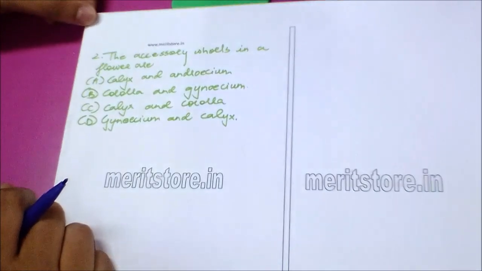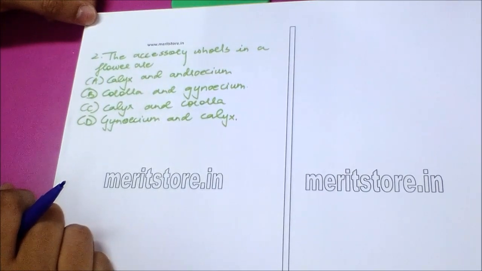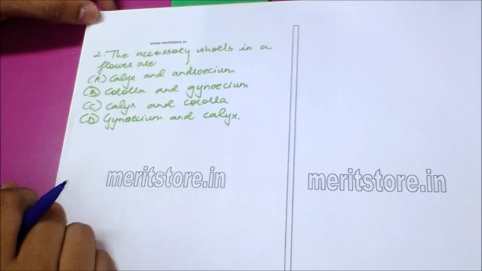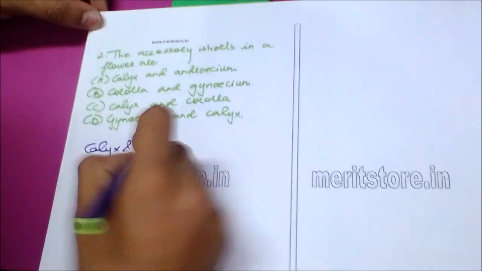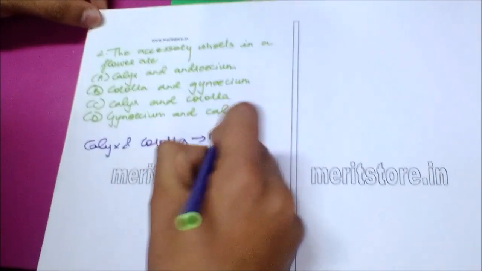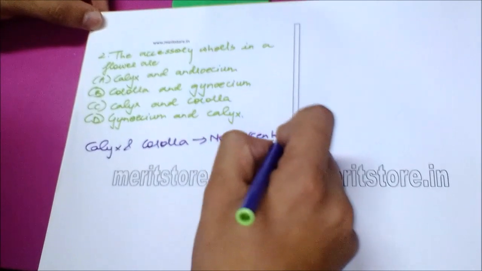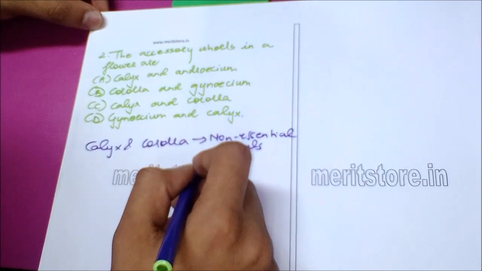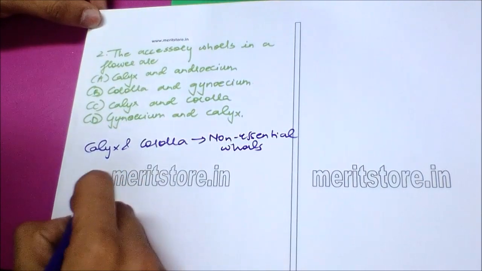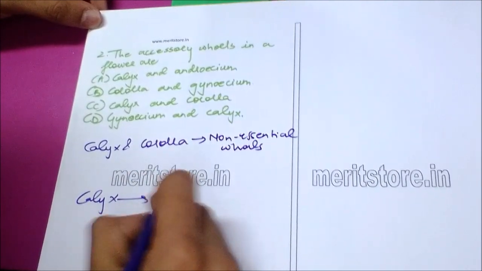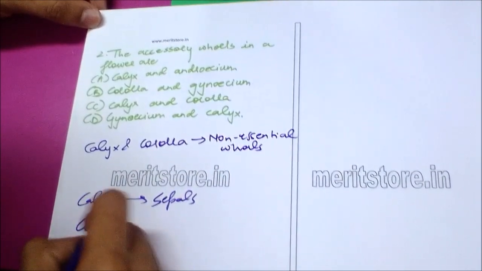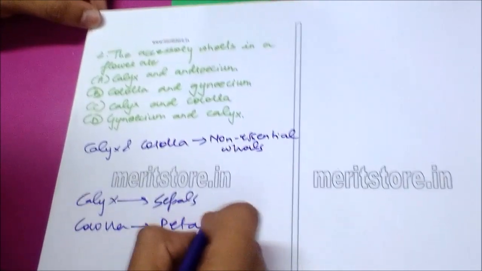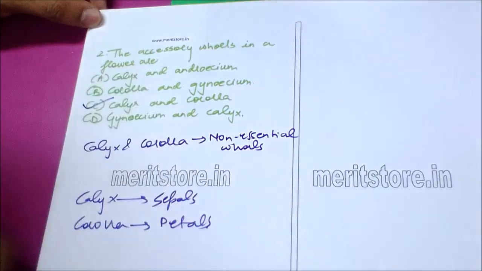Our second question is: the accessory whorls in a flower are option A, calyx and androecium, option B, corolla and gynoecium, option C, calyx and corolla, option D, gynoecium and calyx. Calyx and corolla are the non-essential whorls of a flower, which are not directly involved in sexual reproduction by the formation of male and female gametophytes. Calyx consists of individual members called sepals, while corolla is made up of petals. So our answer to this question is option C, which is calyx and corolla.